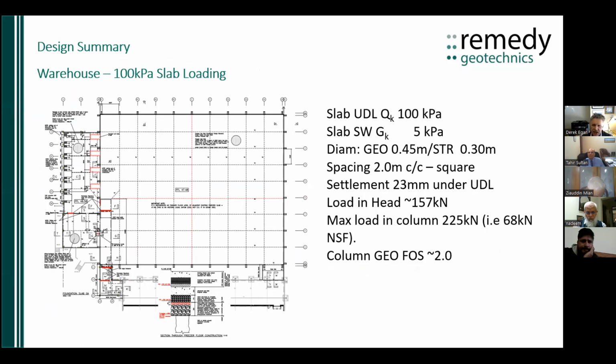So in summary then, for this example, as I said, we had columns at 2 meter square centers. The settlement we were calculating was 23 millimeters under the applied load. The load in the head of the columns was 157 kilonewtons, and the maximum load was 225 kilonewtons. So we had about 68 kilonewtons of negative skin friction. And the base of the column was designed to have a factor of safety of 2 on the geotechnical capacity.